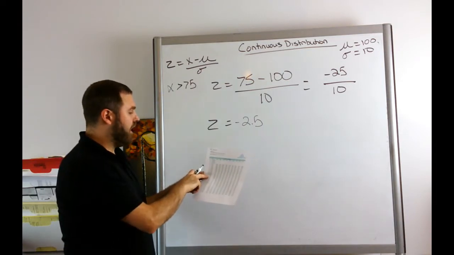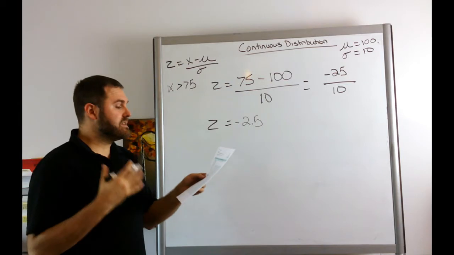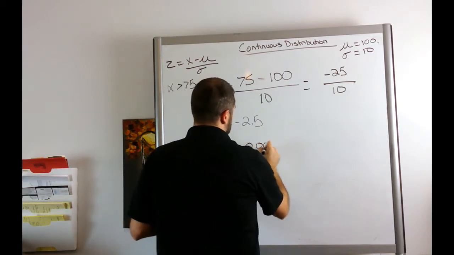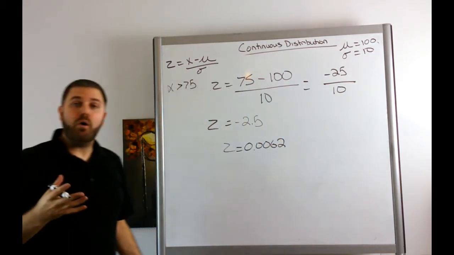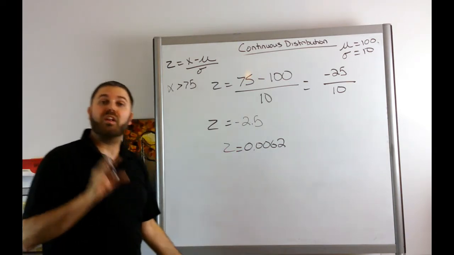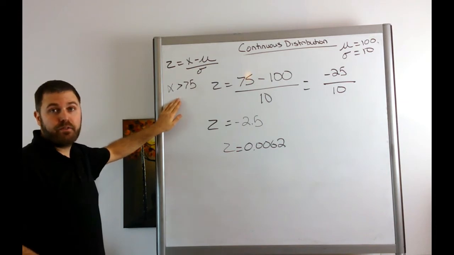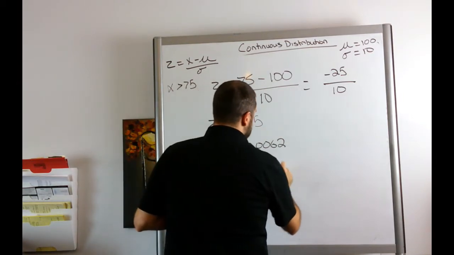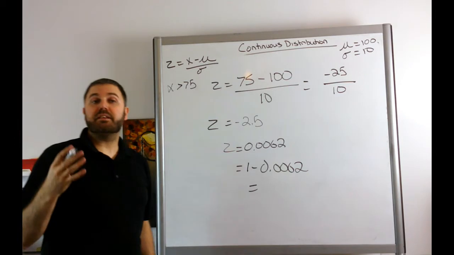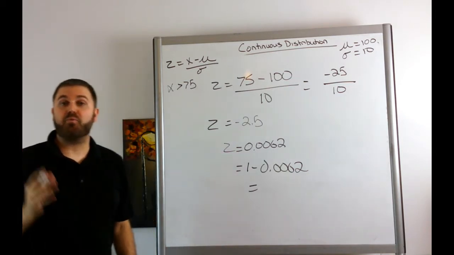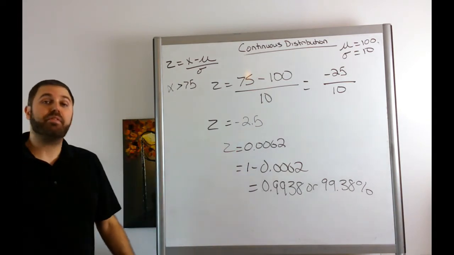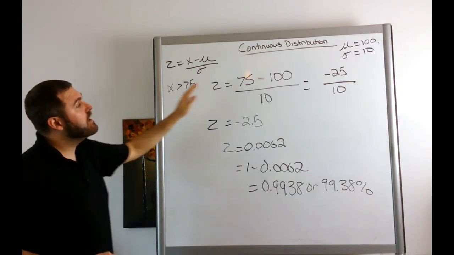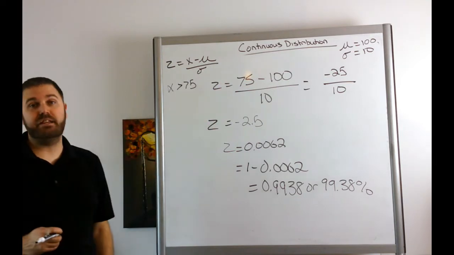So negative 2.50 is 0.0062. But because we know that all of the numbers on our z table are less than, and we're looking for greater than, since x is greater than 75, we're going to take 1 minus 0.0062, which gives us a probability of 0.9938, or a 99.38% chance that x is greater than 75 given a mu of 100 and a standard deviation of 10.